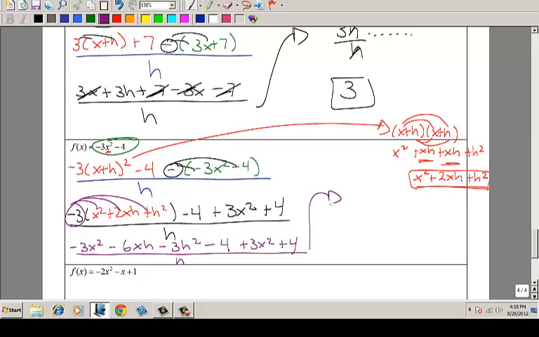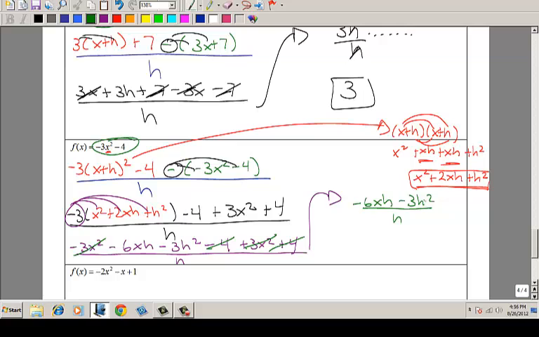I'm going to move that right here. Let's see what, if anything, cancels. Well, I have a negative 3x squared and a positive 3x squared. Those will cancel. Right? Nothing cancels with this negative 6xh or this minus 3h squared. But I have a negative 4 and a positive 4. Those will cancel. And again, I need to put this all over h. Notice when I got here, each one of these terms has an h in it. If every one of the terms in my numerator did not have an h, I did not do this right.